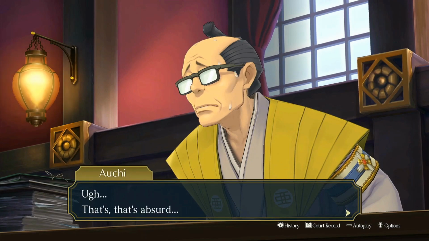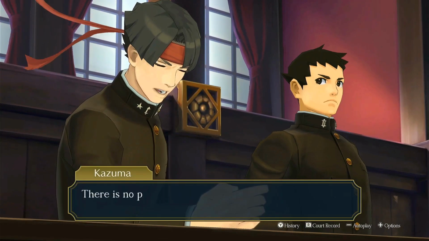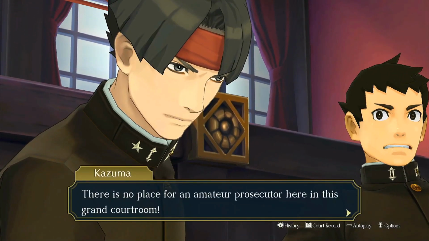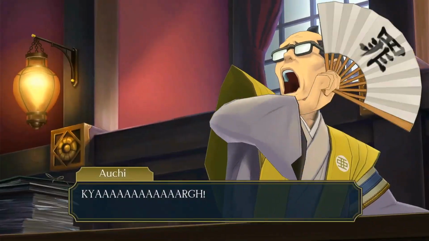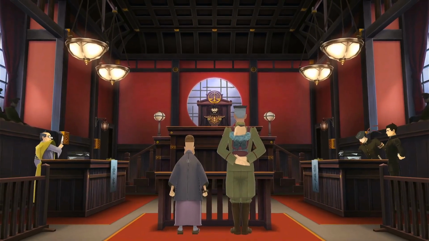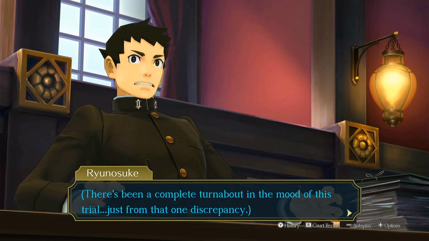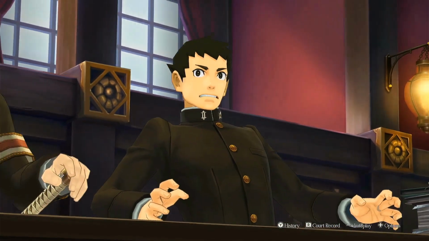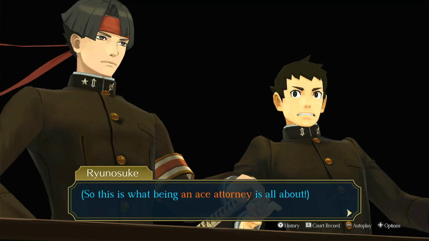That's absurd. I think the conclusion we must draw is simple. There is no place for an amateur prosecutor here in this grand courtroom. Yeah? Just gonna go ahead and roast the prosecutor like that, Asogi? There's been a complete turnabout in the mood of this trial, just from that one discrepancy. So this is what being an ace attorney is all about.